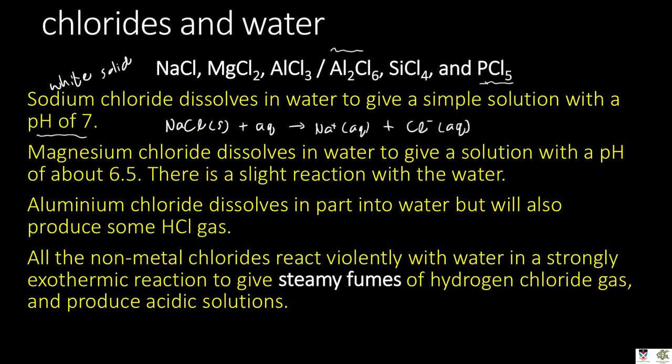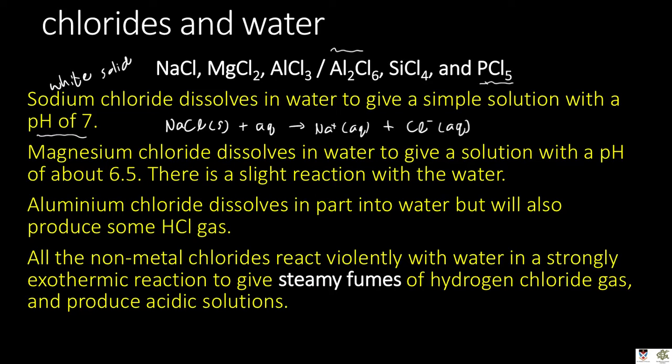So in the case of magnesium chloride, there is actually a very slight reaction with water. And remember, that reaction with water is referred to as hydrolysis. But it is a very, very slight reaction. So generally, we will just describe that process as dissolving, and you can represent it as we did for sodium chloride. So it will just be MgCl2 plus aq forms Mg2+ in solution plus 2 Cl- ions in solution.